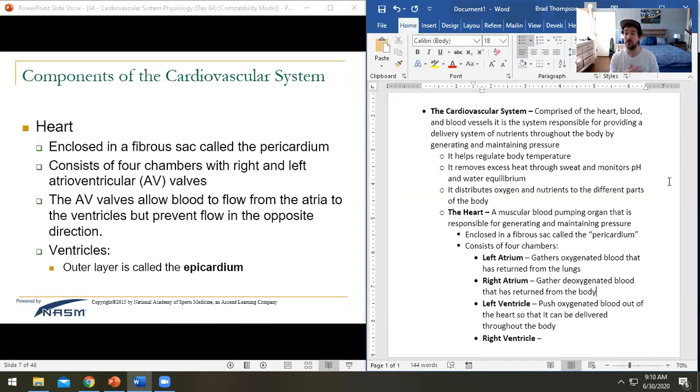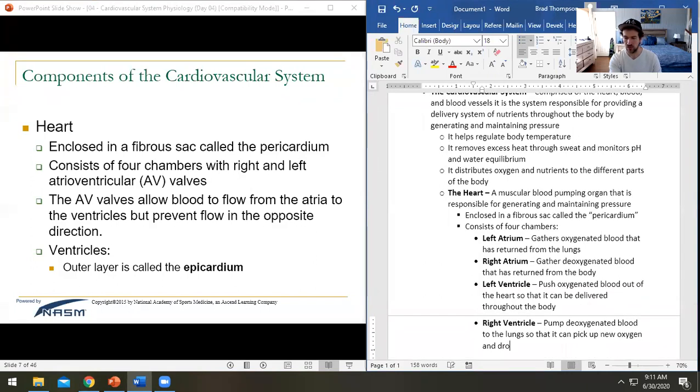It's going to go to the right atrium for just a second so that it can get gathered with all the other blood cells. Then it'll drop into your right ventricle, and your right ventricle will pump it over to your lungs, and now they can drop off all that CO2 and pick up all that oxygen. So then we go to our right ventricle, which is going to pump deoxygenated blood to the lungs so that it can pick up new oxygen and drop off CO2, right? So they have opposite functions.